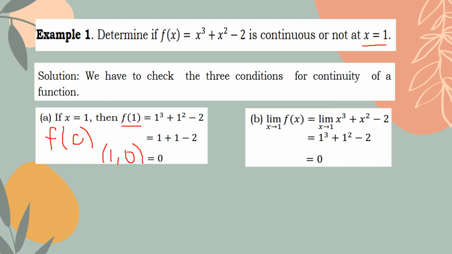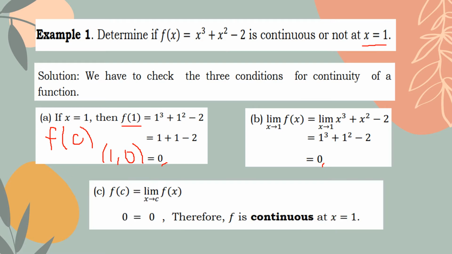All right, so we have the same answer. If x is equal to 1, then y is equal to 0. Okay, so the limit of f of x as x approaches c exists. It exists on condition 1, it exists on condition 2. Do they have the same value? Yes, they have. It's 0 and 0. So conclusion, f of c, which is f of 1, is equal to the limit of f of x as x approaches 1.